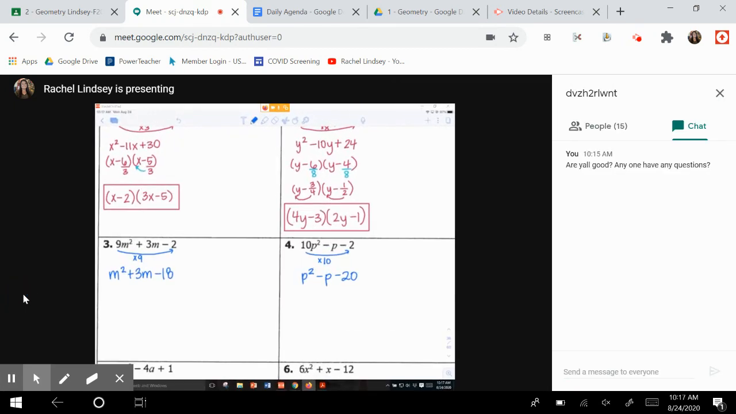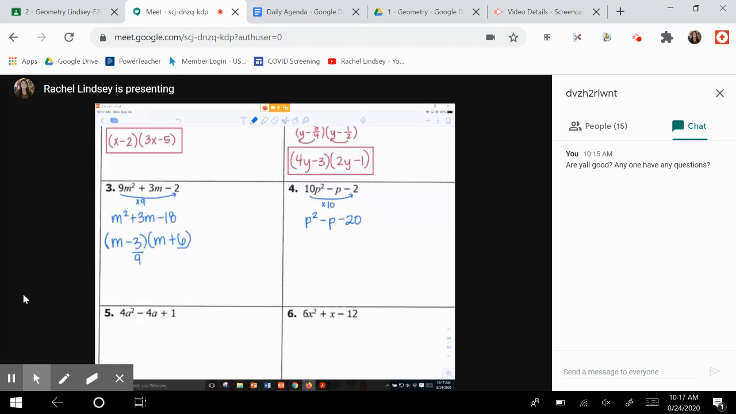Okay. So now I did my slide. Now I got to go back and divide. So I'm going to divide both of those by 9. And then what's 3 over 9 reduced to? 1 over 3. And then 6 over 9 reduces to? 2 over 3.